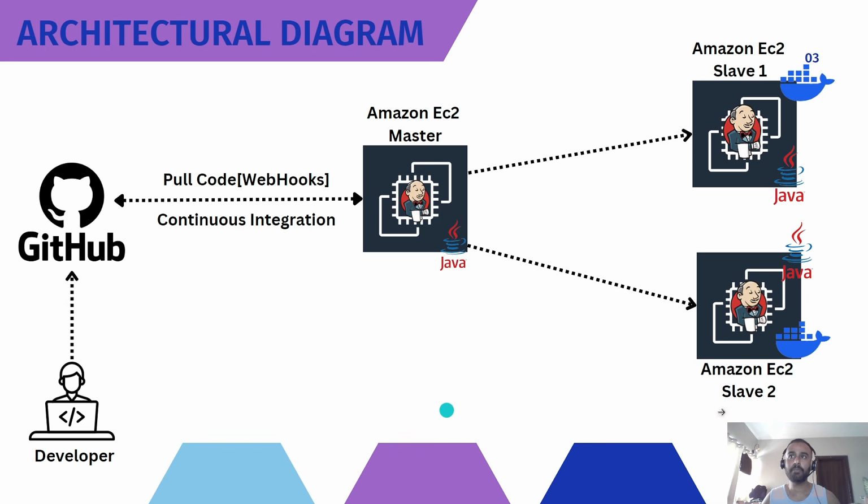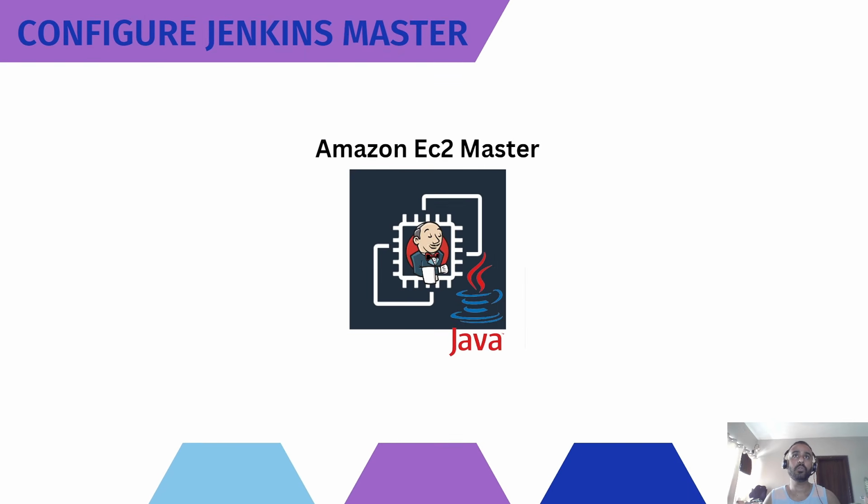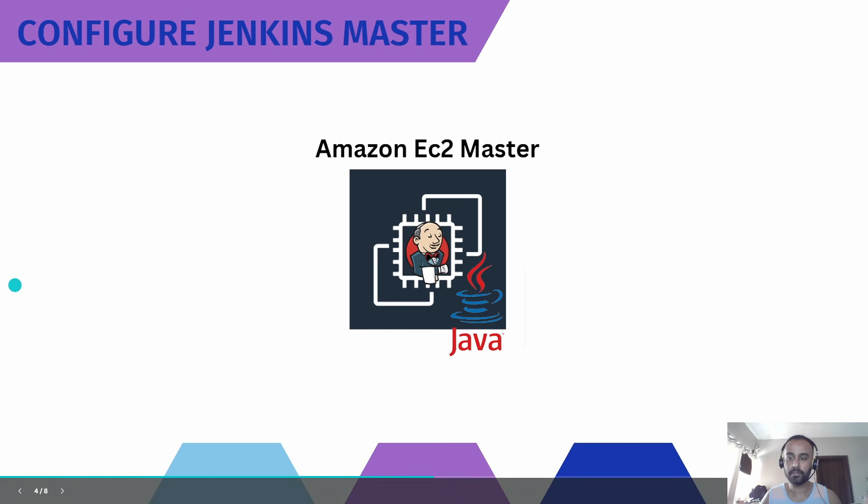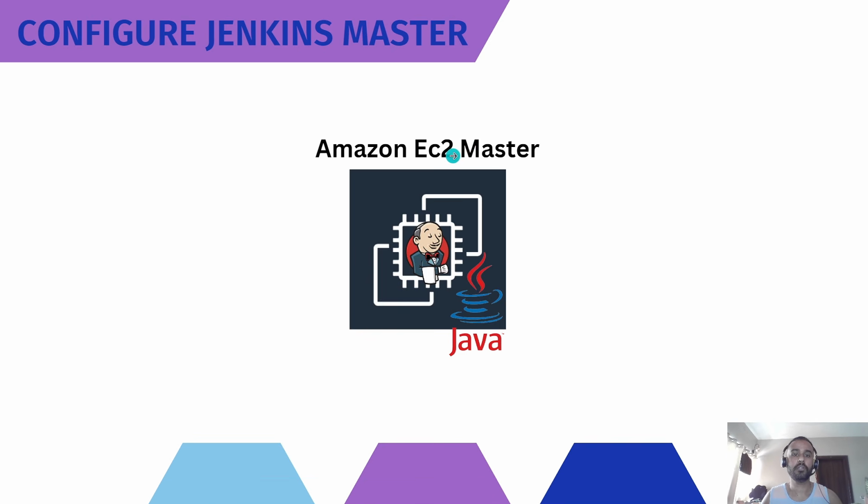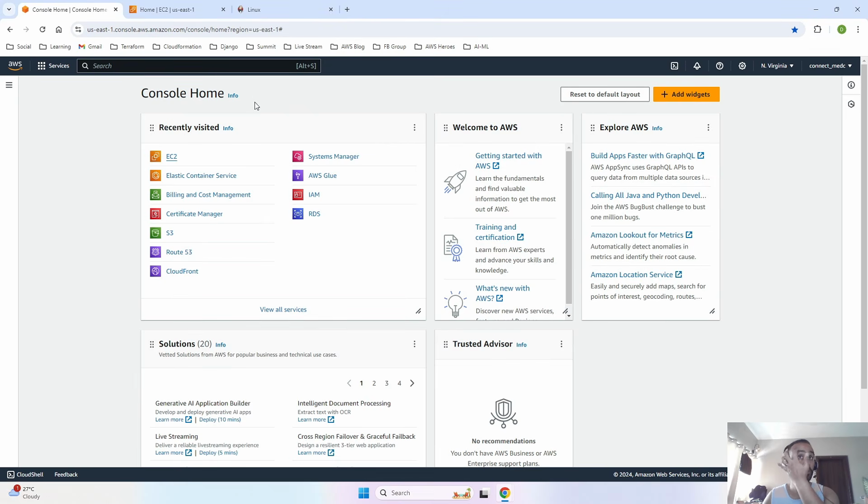Now, without wasting much time, let's see what's our next agenda point. The next agenda point is to configure Jenkins master on an Amazon EC2 instance. So let me take you to our screen. Okay, so this is our AWS console. Let me go ahead and open EC2.